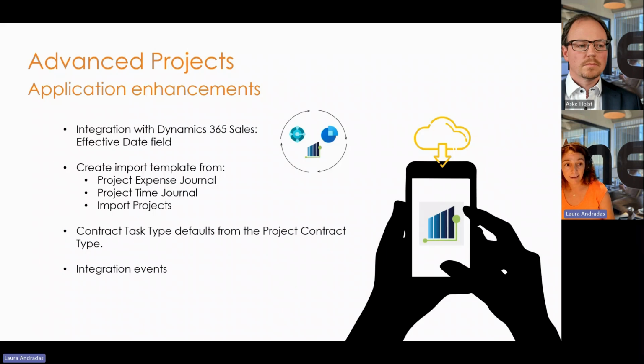Apart from this, there's the action of creating import templates from Project Expense Journal, Project Time Journal, and import projects. And this action will export an Excel sheet with header information. The contract task type defaults from the project contract type when manually adding a task to the project. And we also have new integration events for further customization.